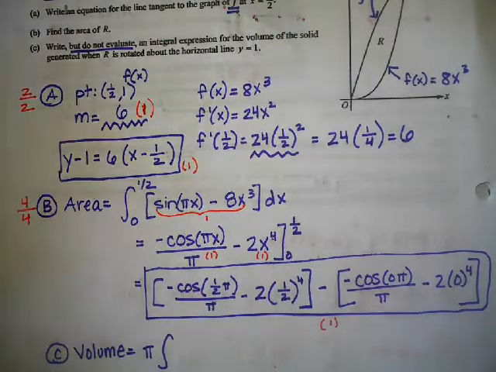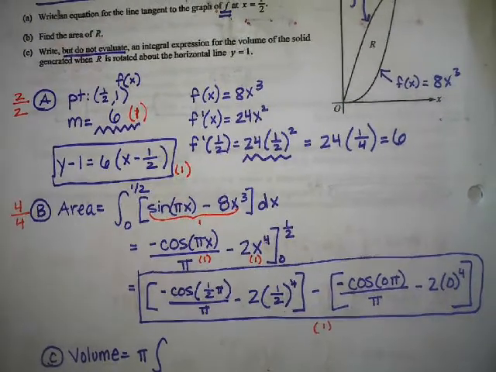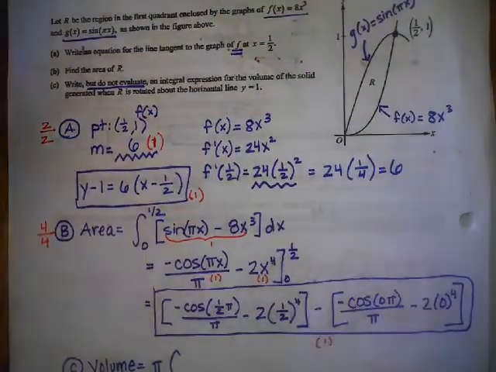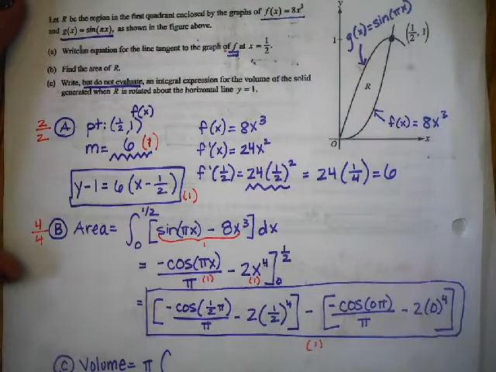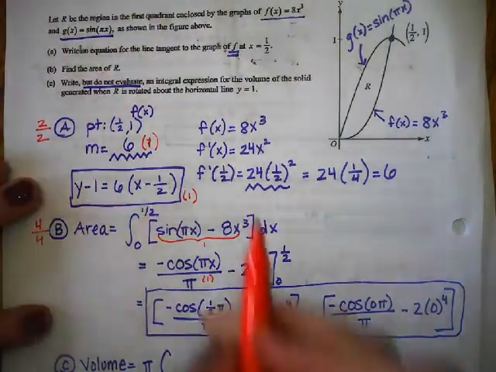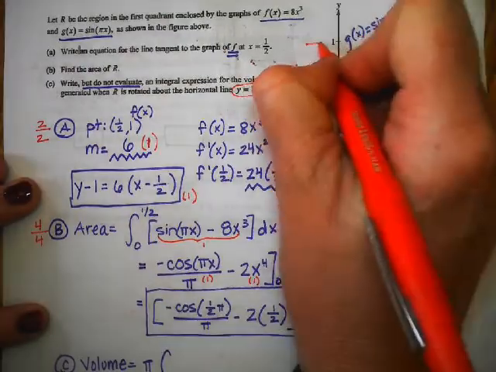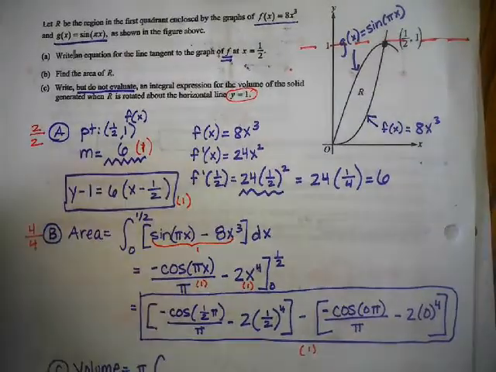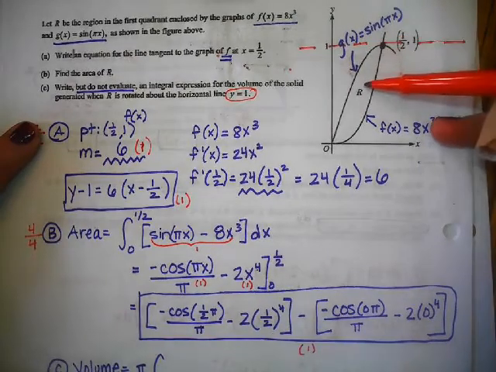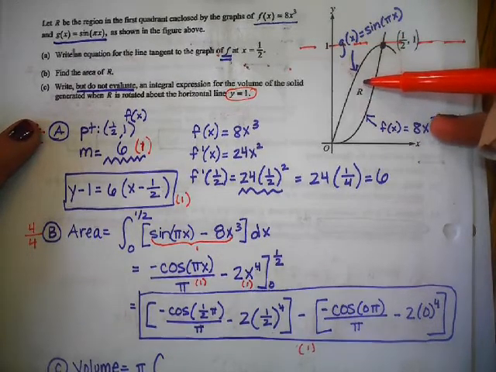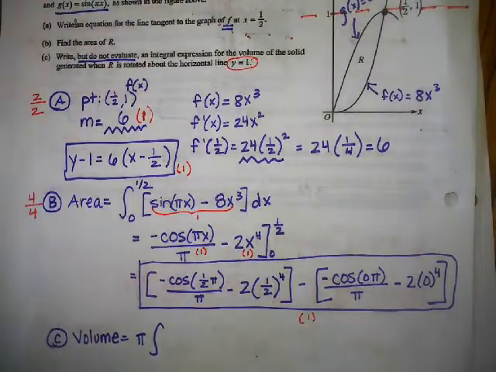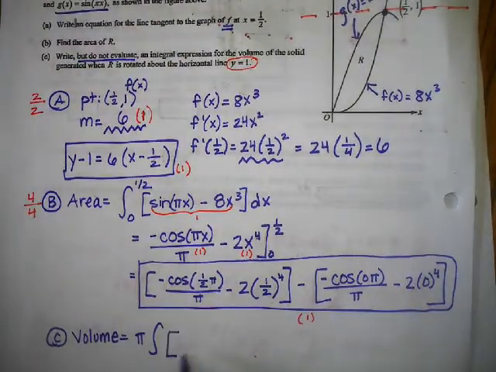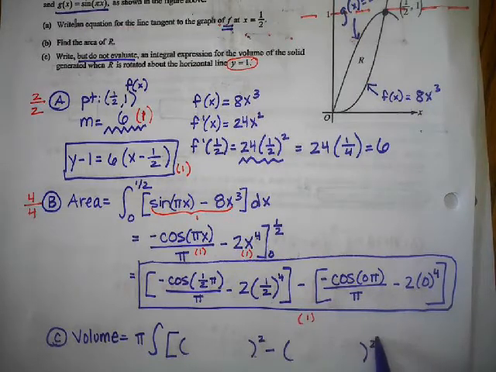We're going to come up to the top and decide whether this one's going to be a disk or a washer. So if I come up on my graph, I'm supposed to be revolving around y equals 1. Y equals 1 is this dotted line that I've put at the top. There is a gap between the dotted line and this region, and so therefore it's going to be a washer. So when I set up my work, that means we're going to have an outer radius squared minus an inner radius squared. That's what we do for every washer.